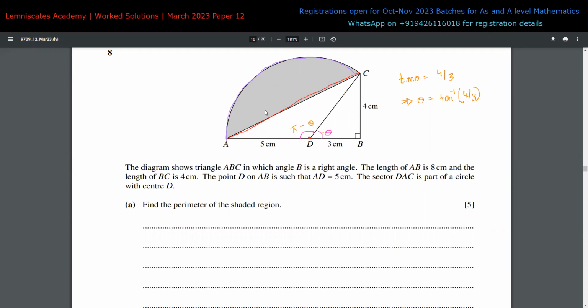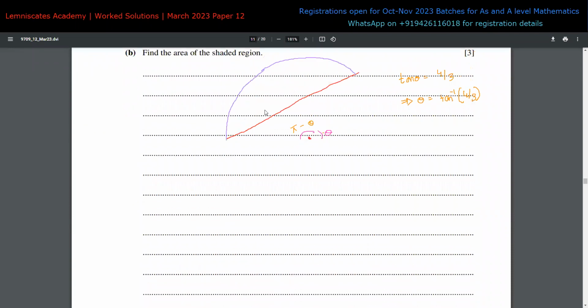So let's go ahead and do that. I'll just keep this as it is and move to the next page. All right, let's complete this diagram. Let's say this is the shaded region, and it's going to look something like this. So it was A, D, and C. And we also know that theta is equal to tan inverse of 4 by 3.